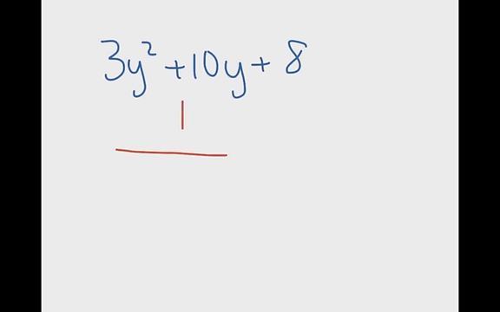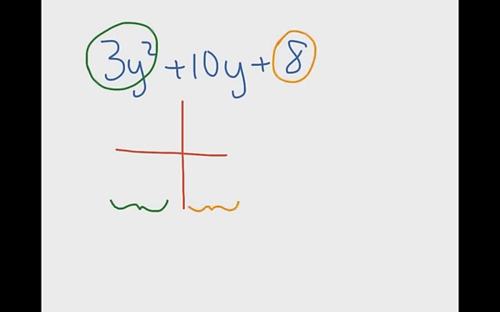And first thing we're going to do is make a chart. This column here are going to be the factors of our squared term. And this column here are going to be the factors of our constant term. So the factors of 3 are 3 and 1, because 3 times 1 is 3, and that is the only set of numbers that will multiply together to get us 3. So we're going to put 3y in one box and 1y in the other. And it doesn't matter if you put the 3 on the top or the 1 on the bottom.